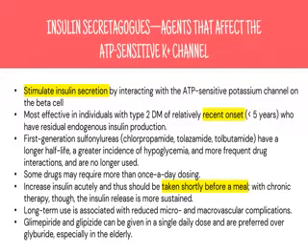First generation sulfonylureas, chlorpropamide, tolazamide, tolbutamide have a longer half-life, a greater incidence of hypoglycemia, and more frequent drug interactions. So they are no longer used. Some drugs may require more than once a day dosing. Increase insulin acutely and thus should be taken shortly before a meal, with chronic therapy though the insulin release is more sustained. Long-term use is associated with reduced micro and macrovascular complications. Glimepiride, glipizide can be given in a single daily dose and are preferred over glyburide, especially in the elderly.